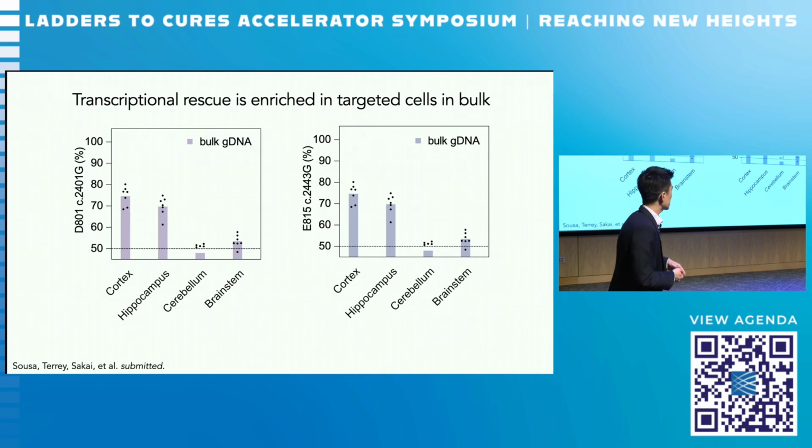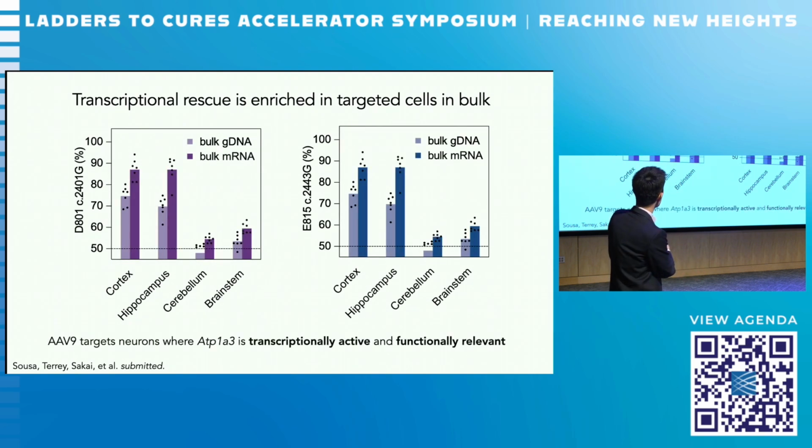We also assessed, in addition to genomic correction, transcriptional rescue of ATP1A3 in bulk. And this enrichment that we observe relative to DNA is consistent with the fact that AAV9 is expected to selectively target these neurons where ATP1A3 is being expressed, as opposed to, for example, glial cells.